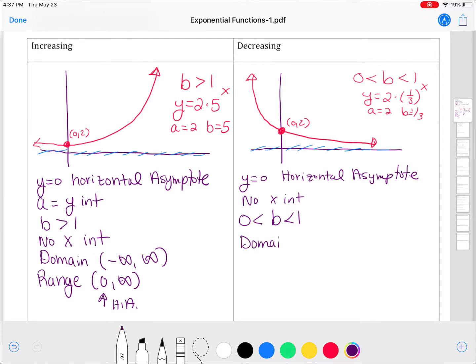The domain, again, is going to be from -infinity to infinity. For all exponential functions, you're going to have -infinity to infinity for your domain. The range is going to be from 0 to infinity, again, unless you start shifting your function, and this is going to be tied into your horizontal asymptote. It's going to be related to that because your exponential function is only going to drop down as low as your horizontal asymptote and no further.